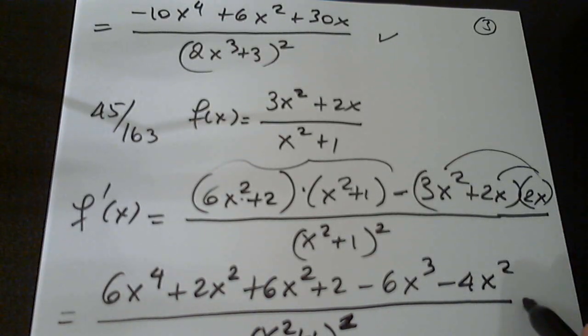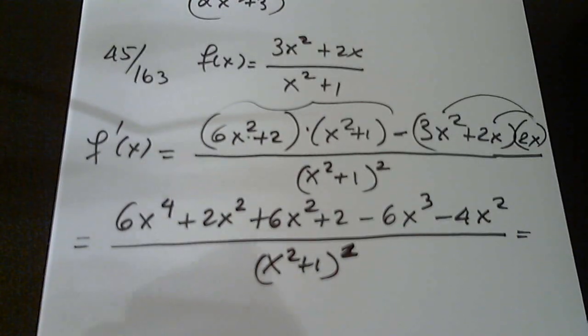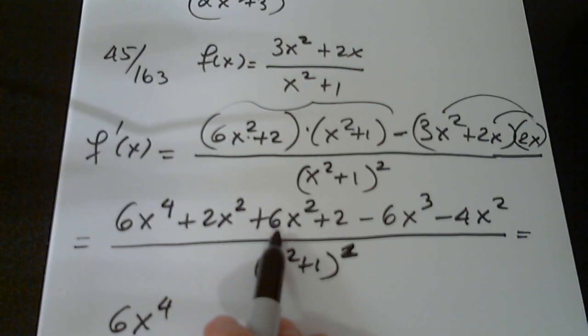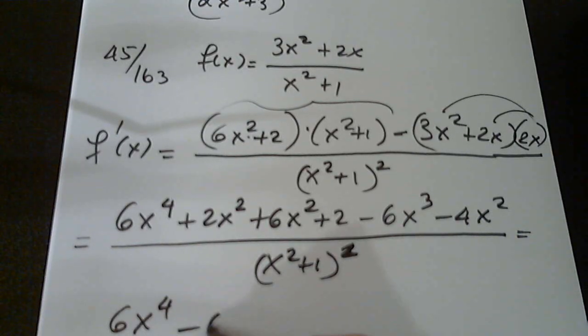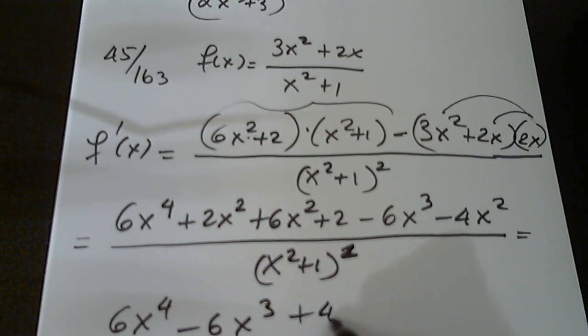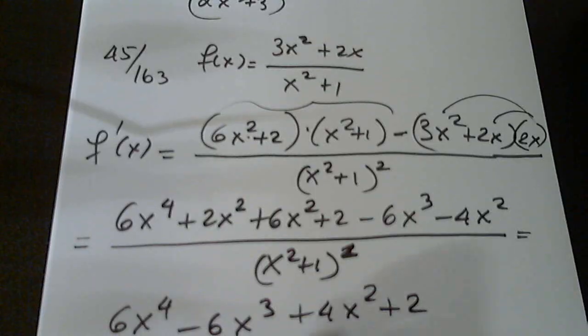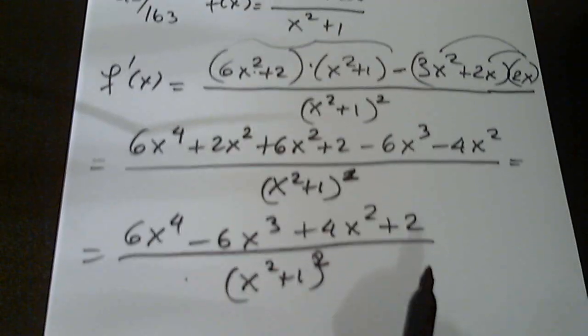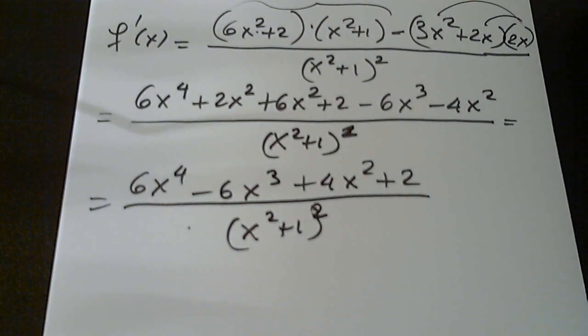Okay, combine like terms. 6x to the fourth is the first one. Oh, I'm sorry, there is a negative 6x to the third. 2x squared plus 6x squared, 8 minus 4 is 4, and plus 2. Over x squared plus 1, squared. We never expand the denominator. It has to stay as is.